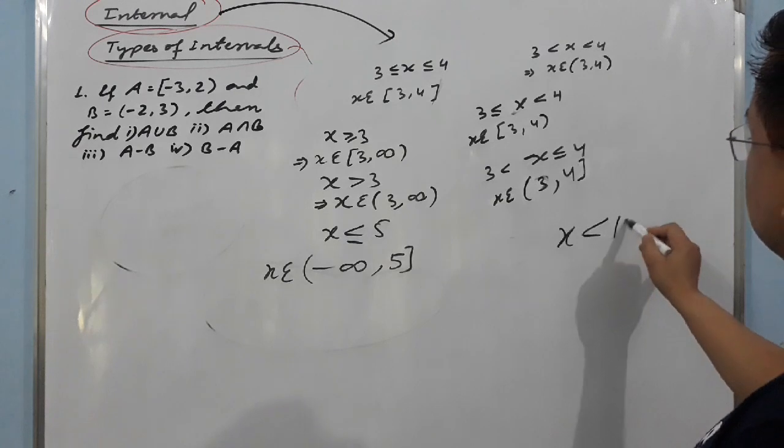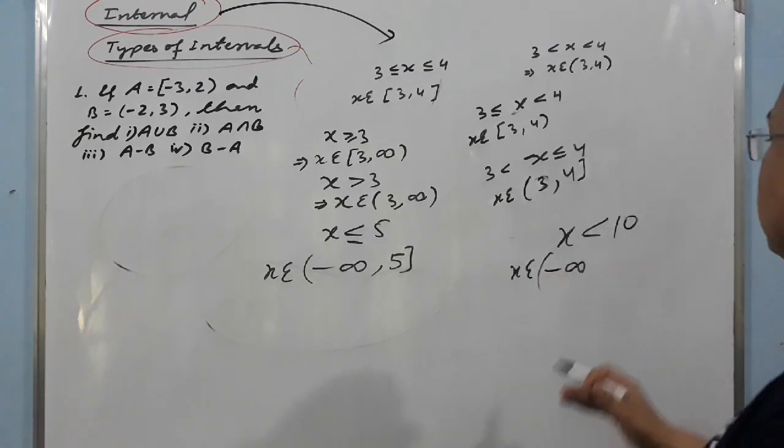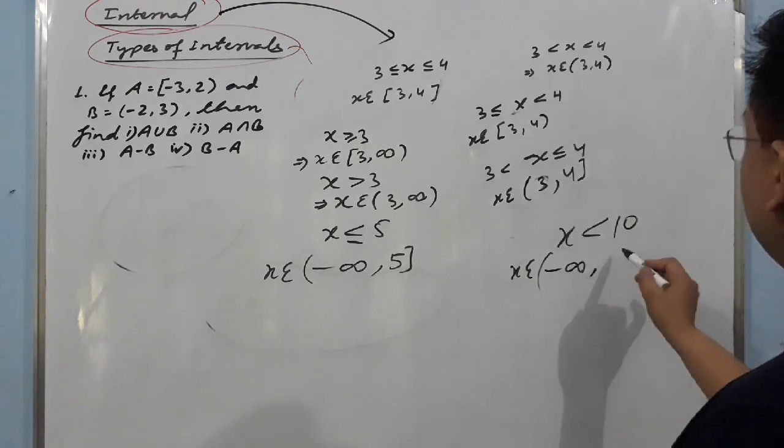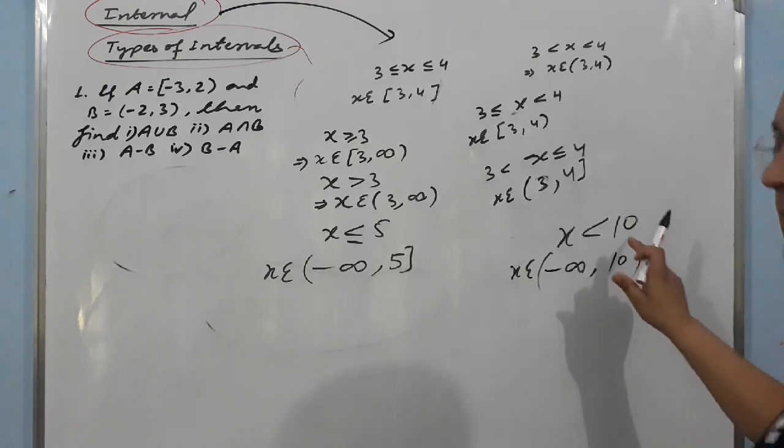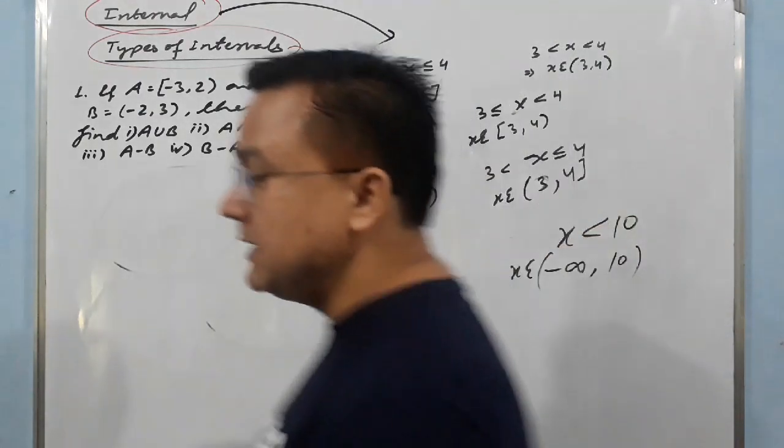If you have x less than 10, then x belongs to, because of the left of 10, up to minus infinity, and here 10 is an open end. This is the open interval minus infinity to 10.